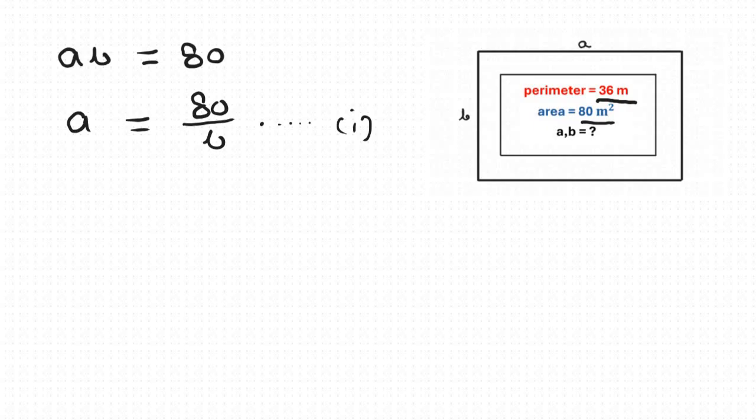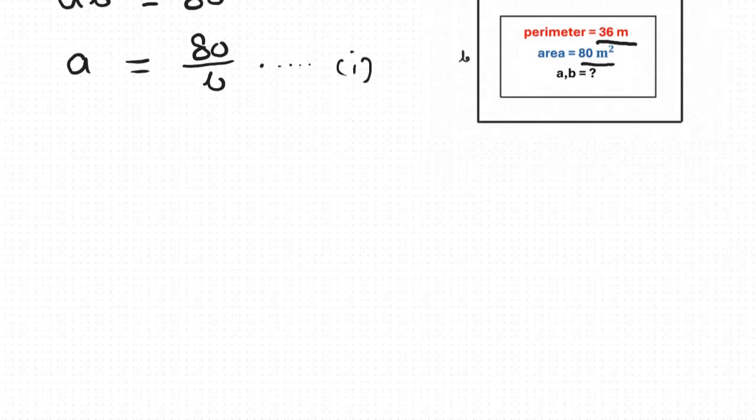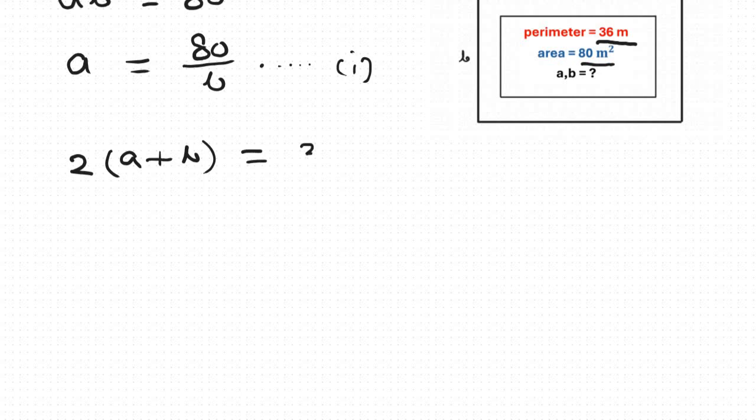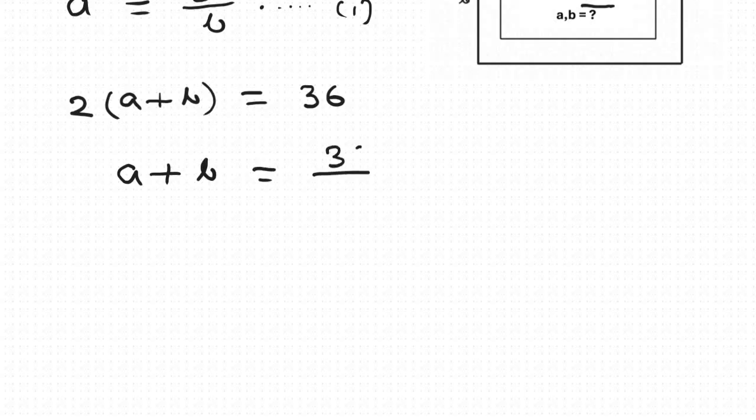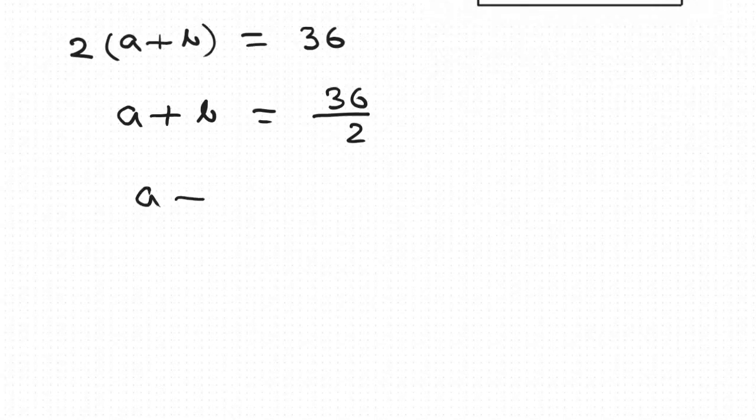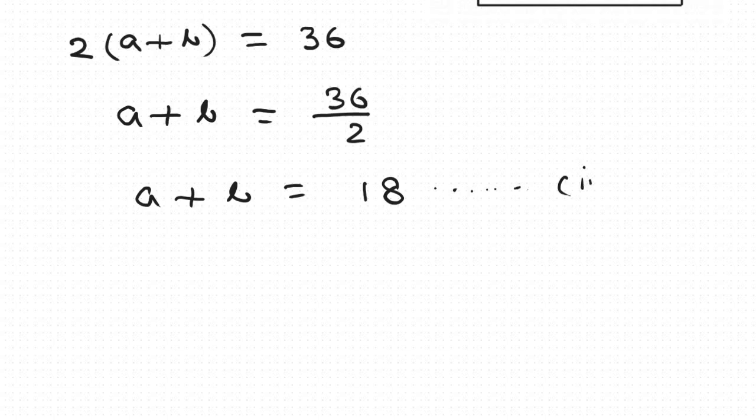Then we'll write the perimeter equation, and we know that the perimeter is 2 times (A plus B), and the value of perimeter given is 36. We can divide both sides by 2 and we can write A plus B equals 36 by 2. Then we can write A plus B equals 18. We can give this one as equation number 2.